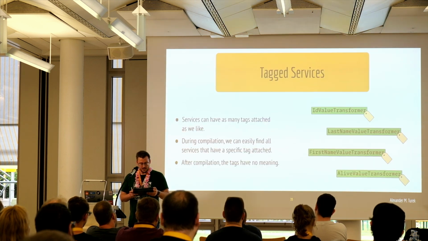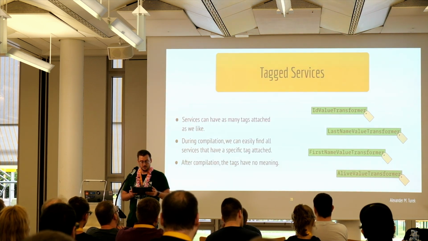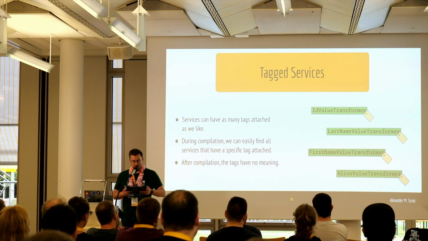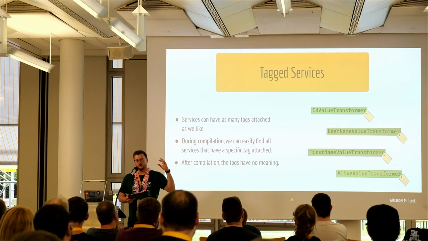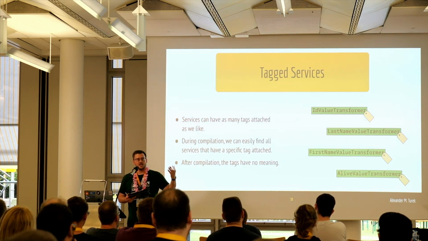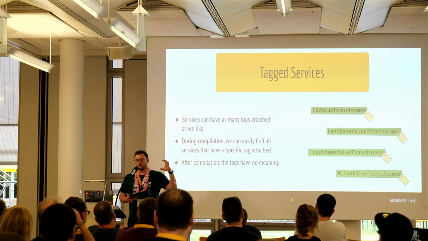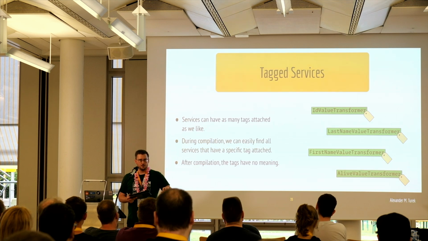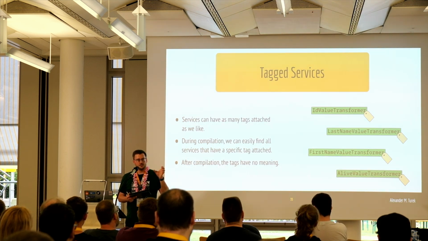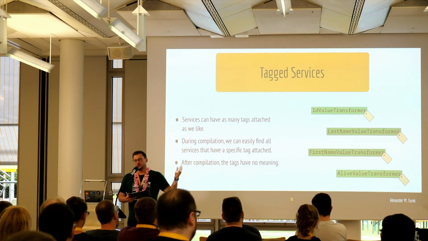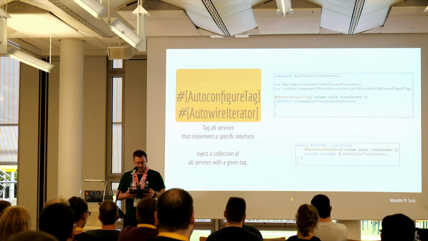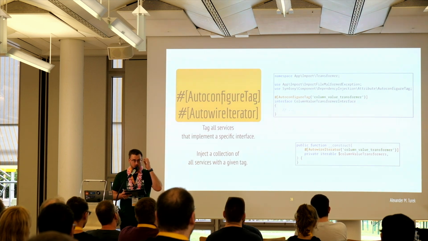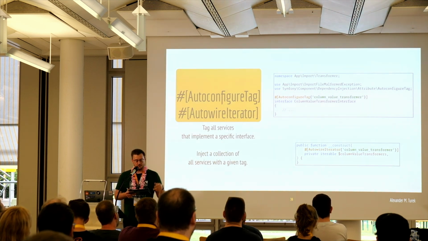So here we can use a mechanic called tagged services. I can attach as many tags as I want to my services, and this helps me to find a certain group of services during compilation. After compilation, those tags have no meaning at all. It's just that during compilation, I can find services that might be scattered all over my application that are tagged a certain way. And this helps me because I can now use an auto-configure attribute for my interface.